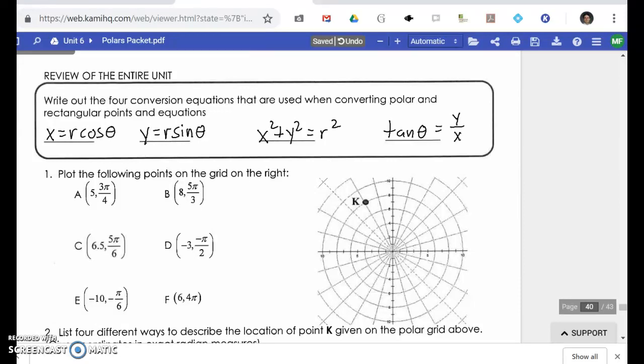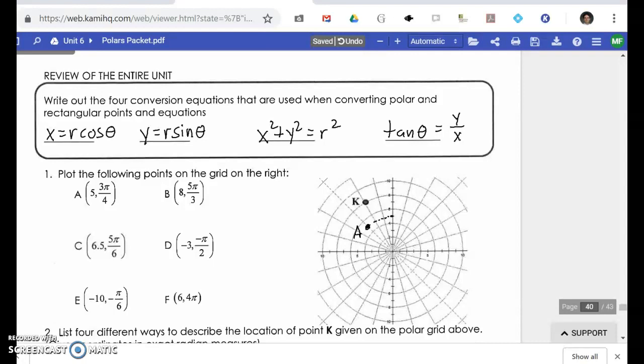So in problem 1, we have to plot several points. The point A is supposed to be at an angle of 3 pi over 4, which is this angle right here. And its distance should be 5 away. And don't be confused in this graph. This is 1, 2, 3, 4, 5. So here's the 5 mark. So that's our circle. So if I go around the circle all the way to here, that's the point where A should be. 3 pi over 4 and a radius of 5 away.